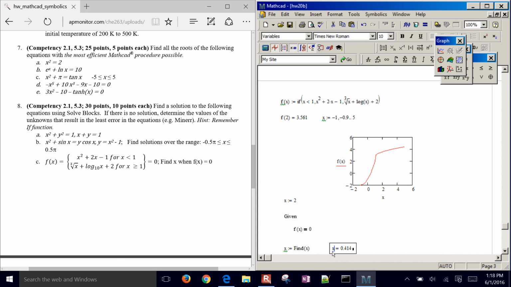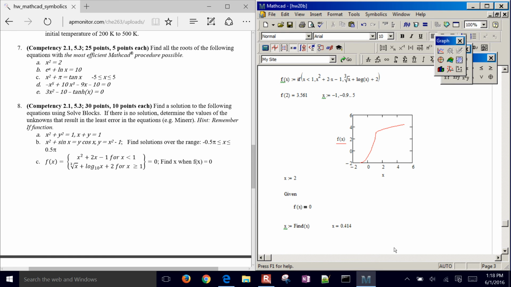0.414. Okay, so in this case I defined x here. I had to give it a guess value. Don't forget that. I just used the control equals. I had already defined my f of x right up here, and then I did a find, and then just displayed the answer. Okay, so that's it for 8.